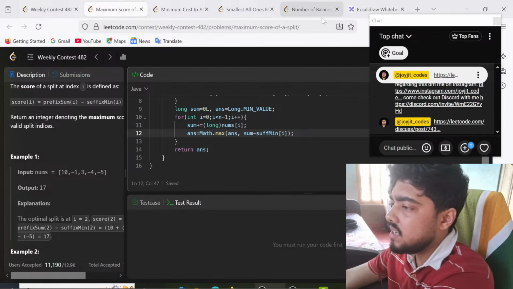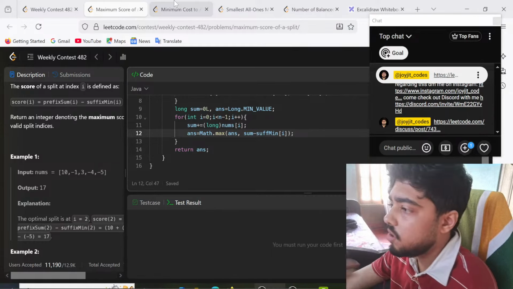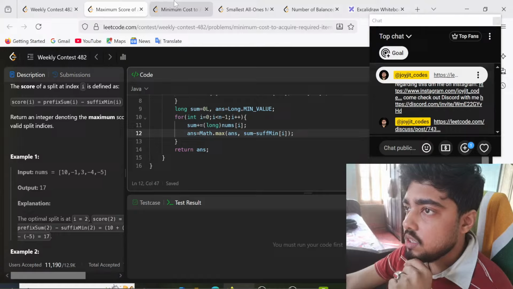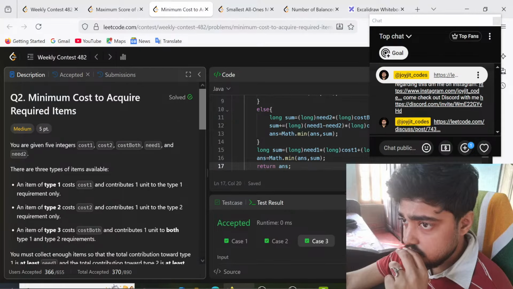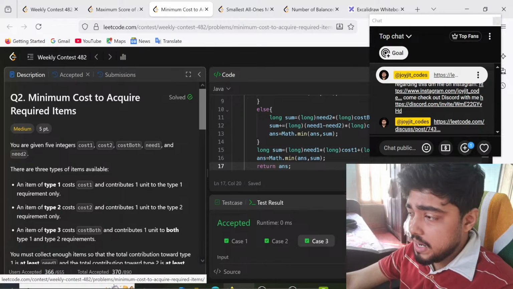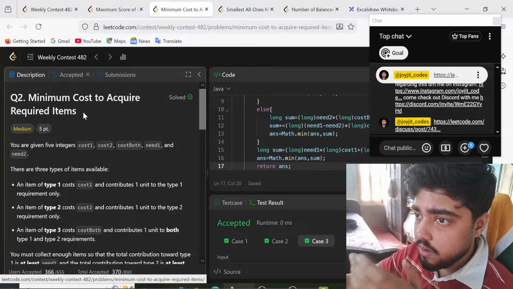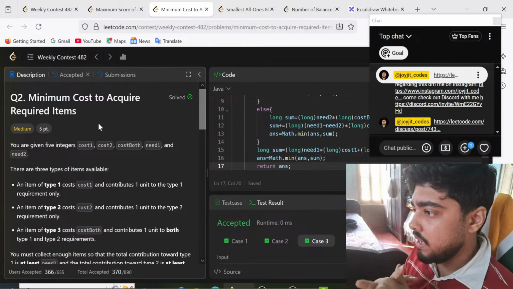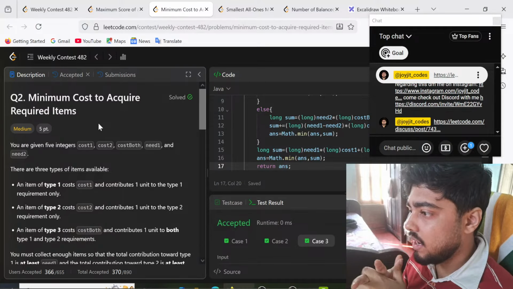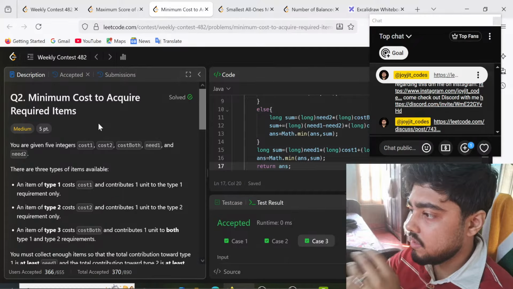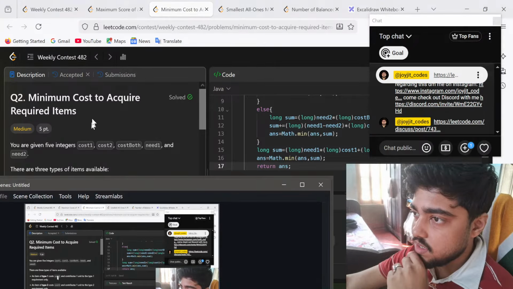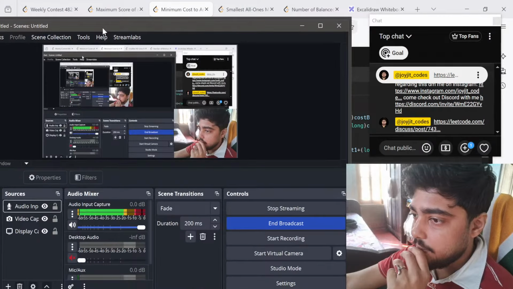So I hope this was a very simple question, so you guys won't be having any doubt on this. Let's move on to the next question. The next question is minimum cost to acquire required items. I'm really amazed to see that LeetCode is going quite easy with problems these days. I don't know why, but it's good to see.